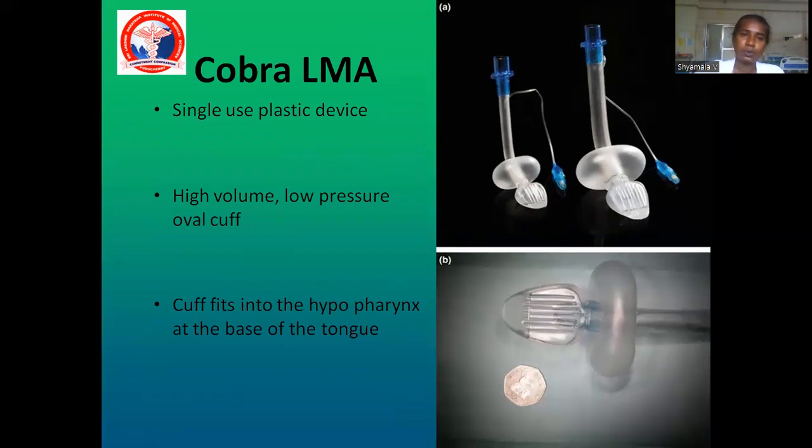Mainly, it is a single-use plastic device. It has a high volume and low pressure oval shaped cuff. Okay, high volume and low pressure oval shaped cuff. The cuff usually fits into the hypopharynx at the base of the tongue. Okay.